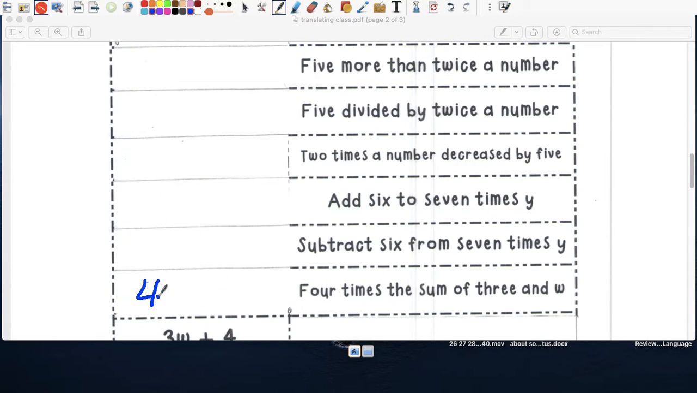4 times the sum. Who are we multiplying? 3, right? Oh, sorry, the sum. Who are we adding? 3 and w. So 4 times the sum of 3 and w, and we'll have to put this in parentheses.